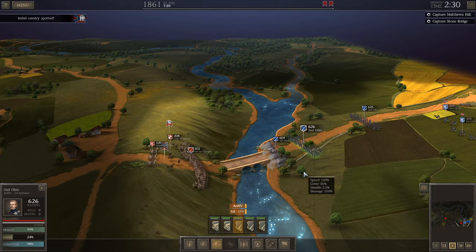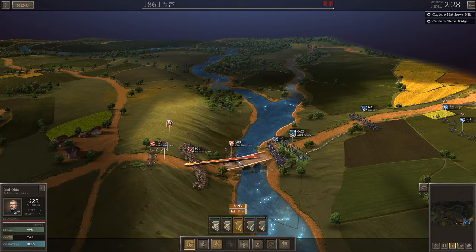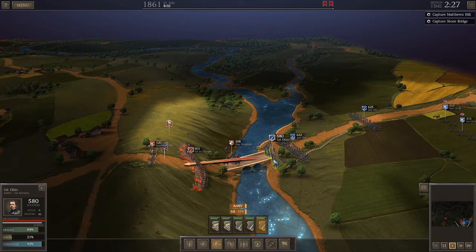So we spotted Rebel cavalry. Hold. And this should allow us to have that unit fire on them. Not really. Hold.